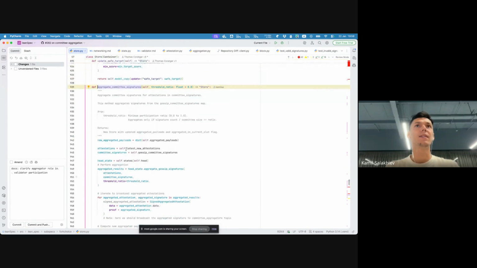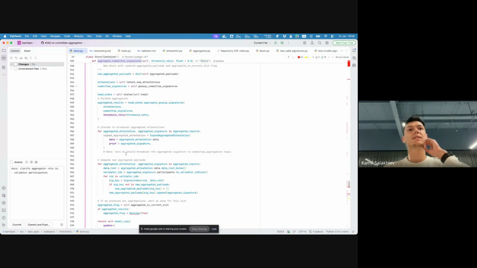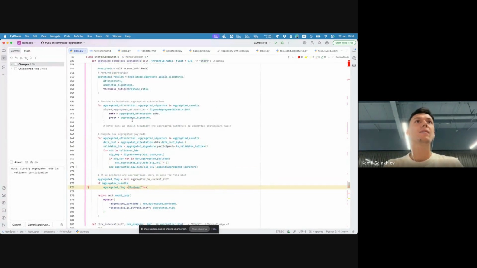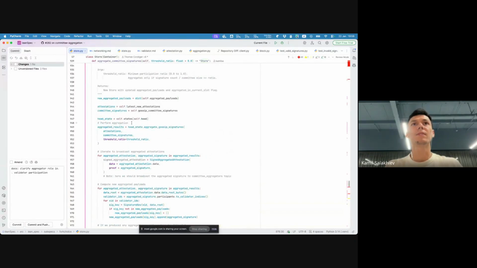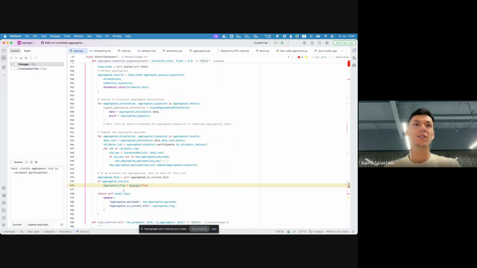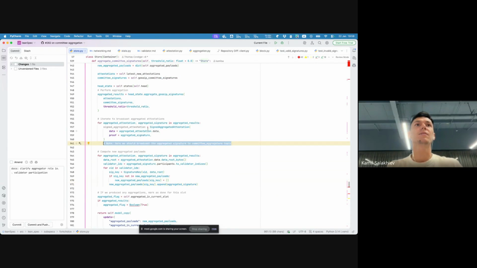That's a new function. Basically, what's going on here is we go through the signatures that we collected, perform an aggregation, store the results into the aggregated payloads, and we also broadcast. There is no broadcasting in the specification right now. Maybe with the work that Tama is doing, we can introduce it. But currently it's just a comment.